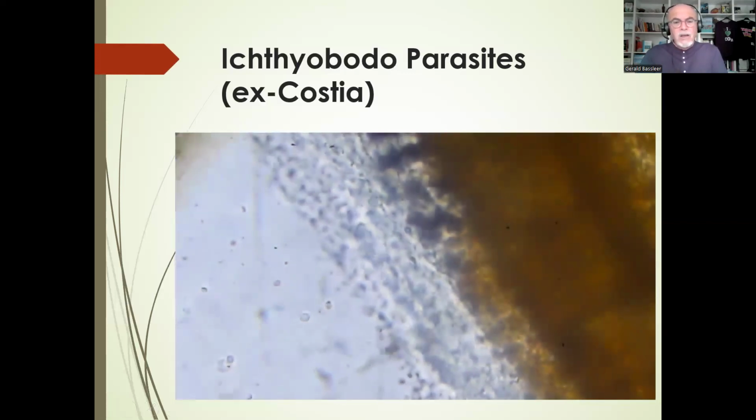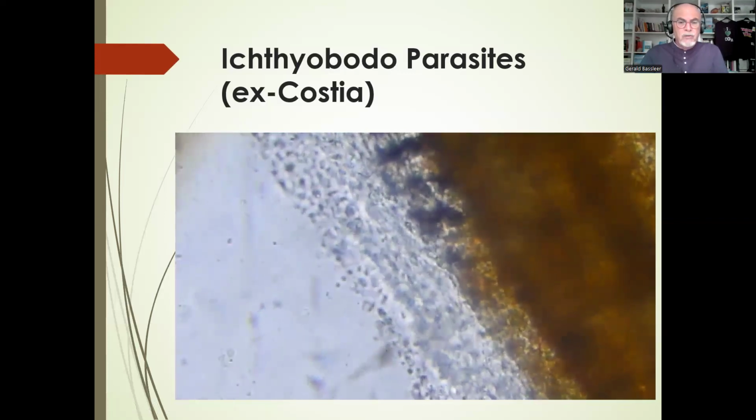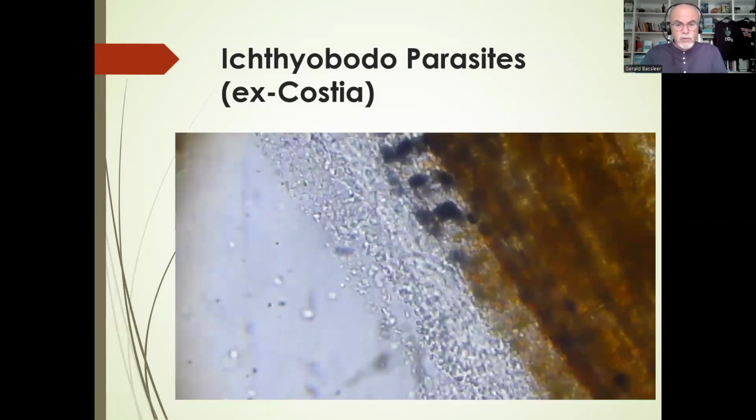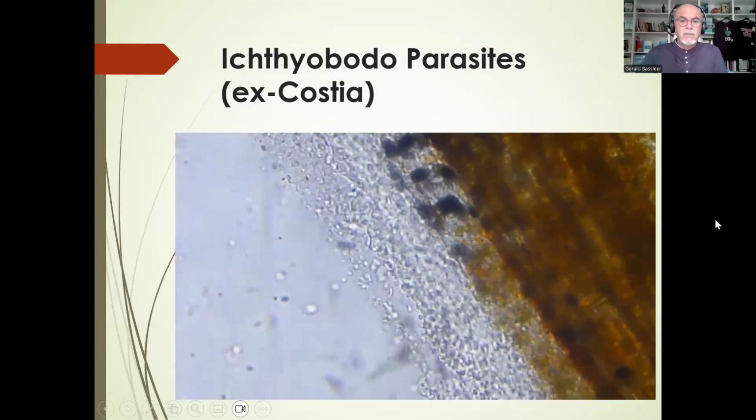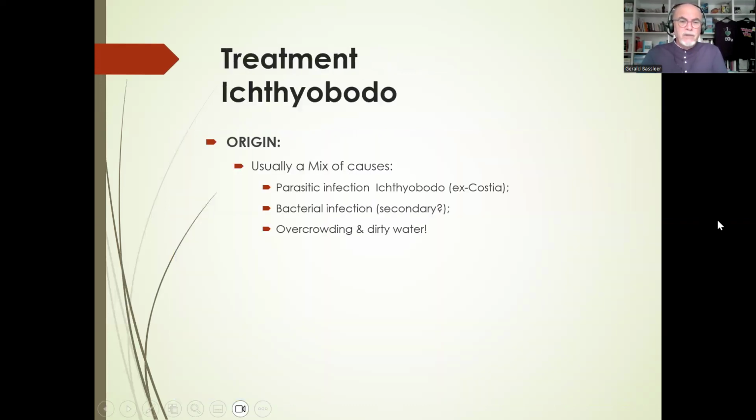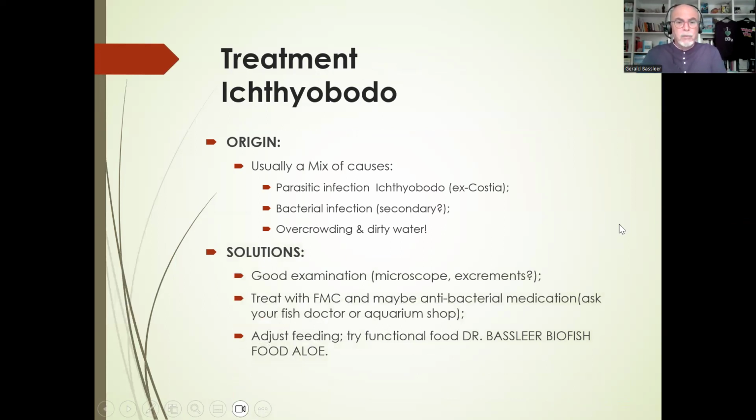These parasites can easily be treated because you can put in drugs or medications into the water that kills that parasite. The treatment, well, check for the origin. Usually it's a mix of causes, it's the parasites, Ichthyobodo, that are there. Sometimes a bacterial infection, that is part of the cause. The overcrowding of the fish, the dirty water. Yes, a lot of people try to keep too many fish together in an aquarium and have a poor filtration. This is all a big risk to get infections like Ichthyobodo.